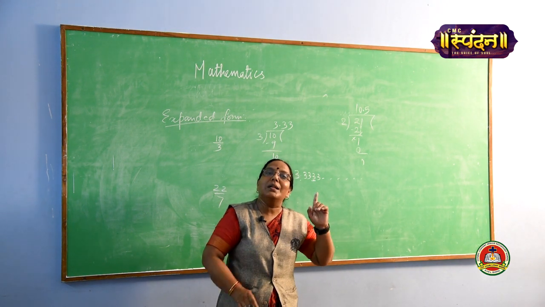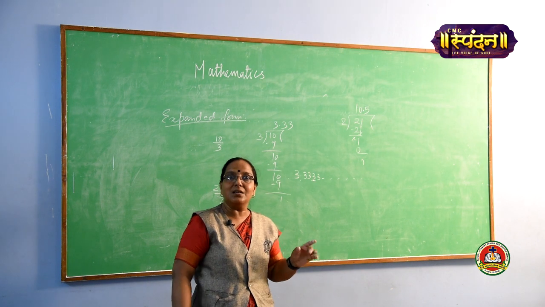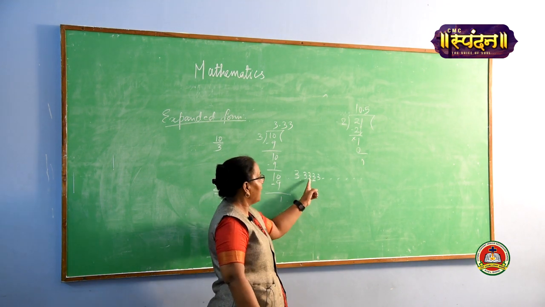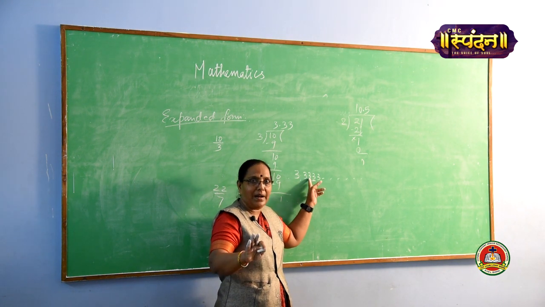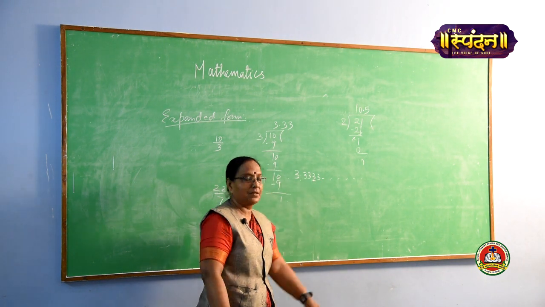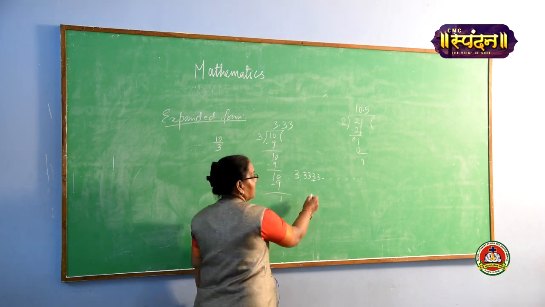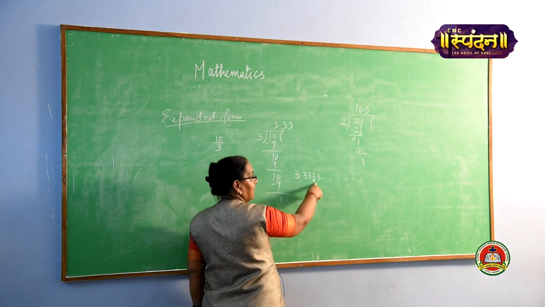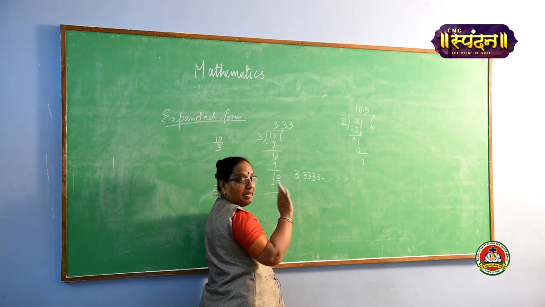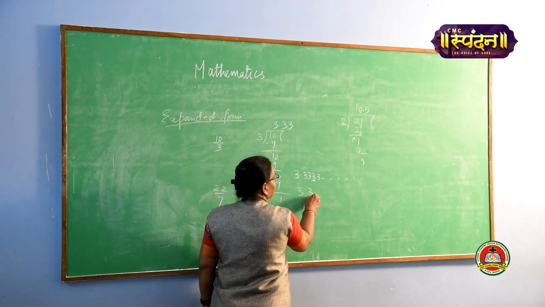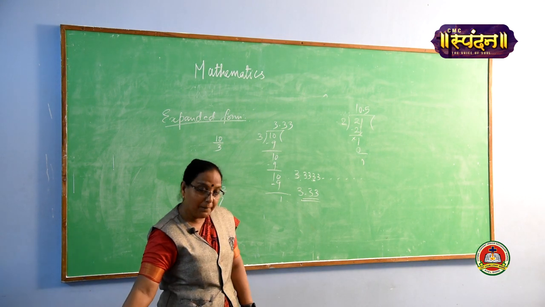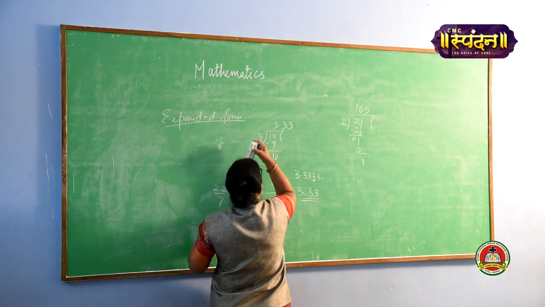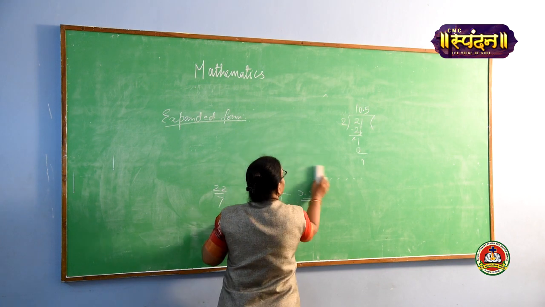Only because when the third place number is 5 or more than 5, then you have to add 1 in the previous digit. And if it is less than 5, then leave it like that. For example, this third digit is smaller than 5, so we are not supposed to add any number in the previous digit. So the answer is 3.33. Clear?